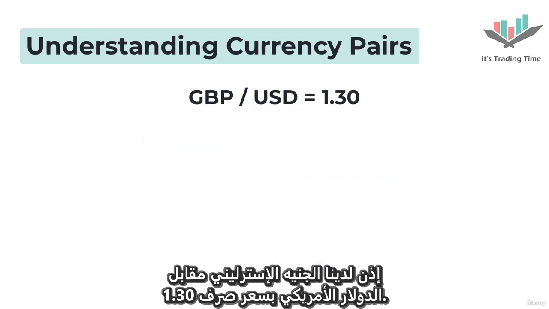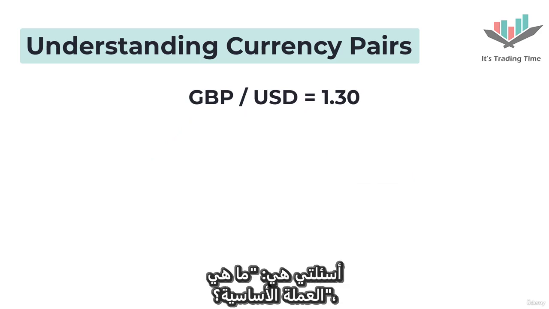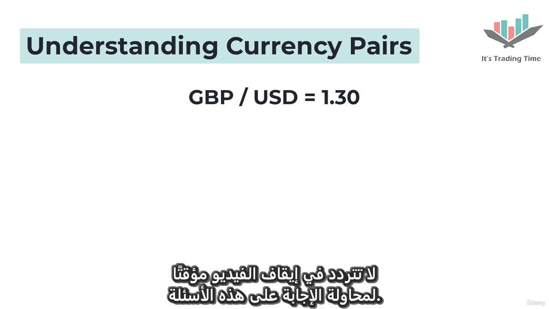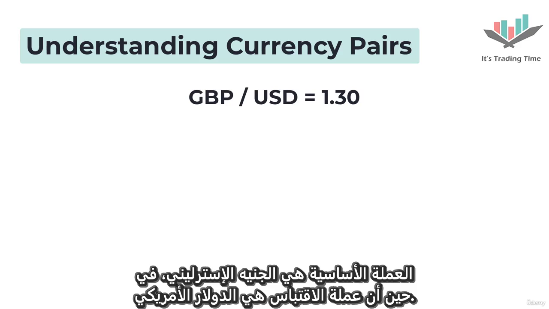So we have British pound against US dollar at an exchange rate of 1.30. My questions are, which one is the base currency? Which one is the quote currency? And what does this rate mean? Feel free to pause the video to try to answer these questions.